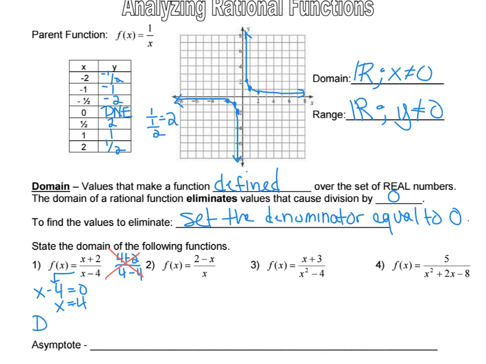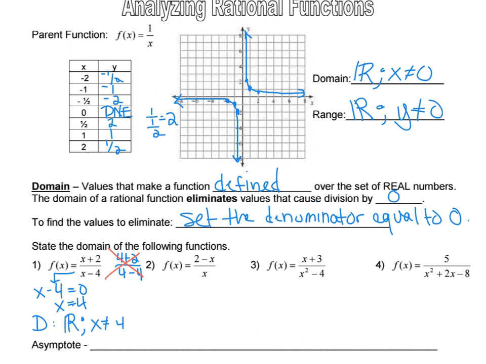So let's state our domain. I'll just write a D for domain. It is all real numbers, except we don't have 4. So all real numbers, x is not equal to 4. And that's it to find that domain right there.